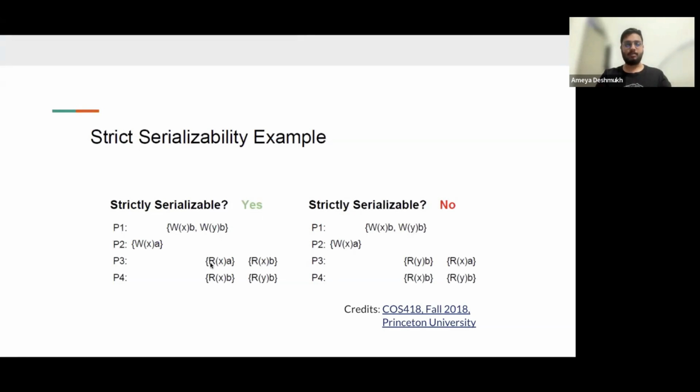But here, since we don't have any read-write conflicts and we're just reading this section, we're writing X to A in P2, and we're writing X to B and Y to B as well. So in this sense, we have strict serialization. It's basically the fact that for all interpretations of the transactions included in the execution, you have one set order for those transactions.